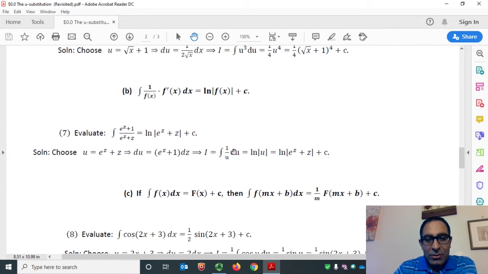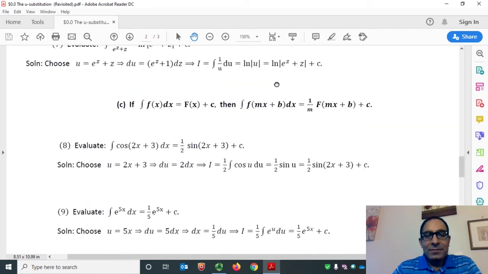Then the integration of 1 over u is ln of u. And resubstitute the variable: u is e to the z plus z. So the final answer is ln of (e to the z plus z), and then outside, plus c, where c is a constant of integration. So this one and this one are verified. Great.